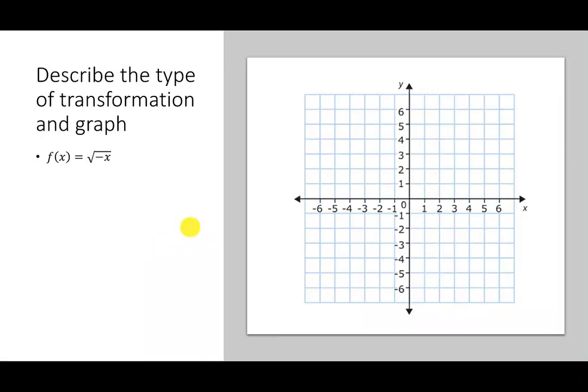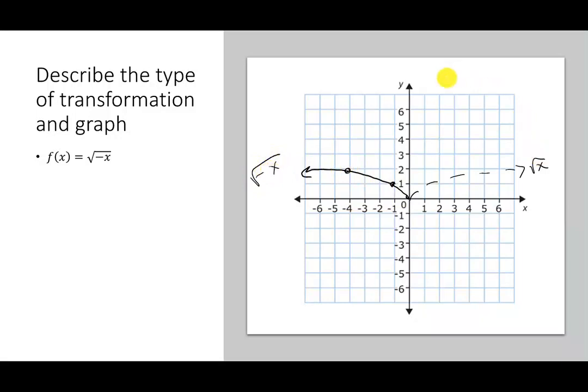The other one we talked about, the square root of x. So we said instead of right, it's going left. So the right, this is our original square root of x. But now I'm going to the left, so let me draw that in for you. Here's the square root of negative x.